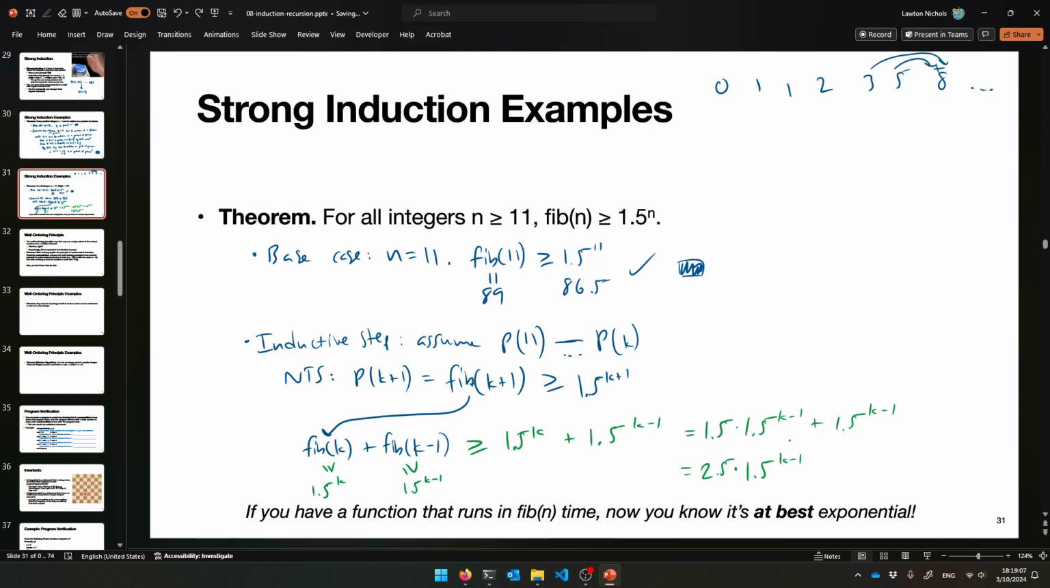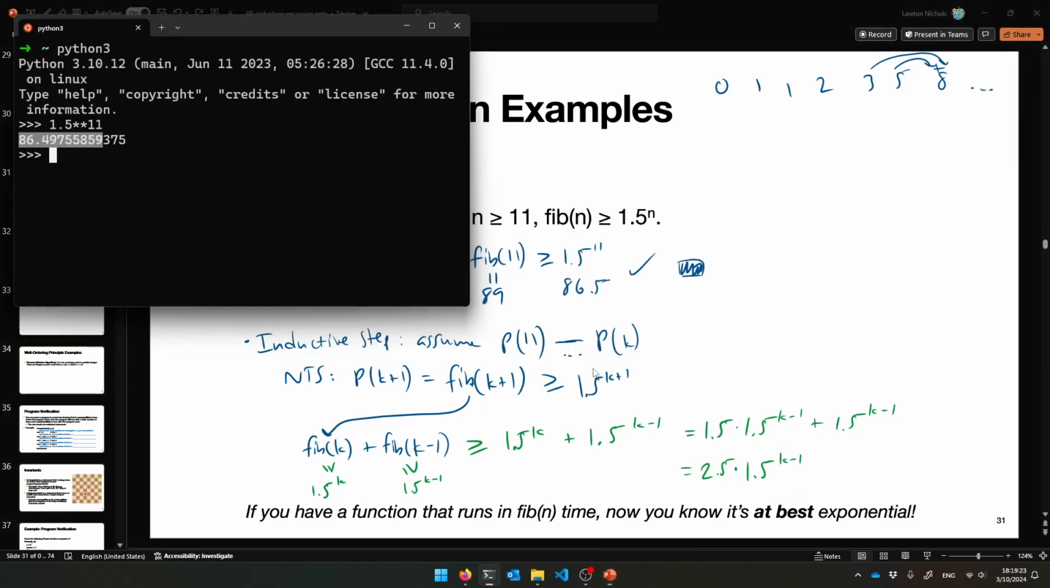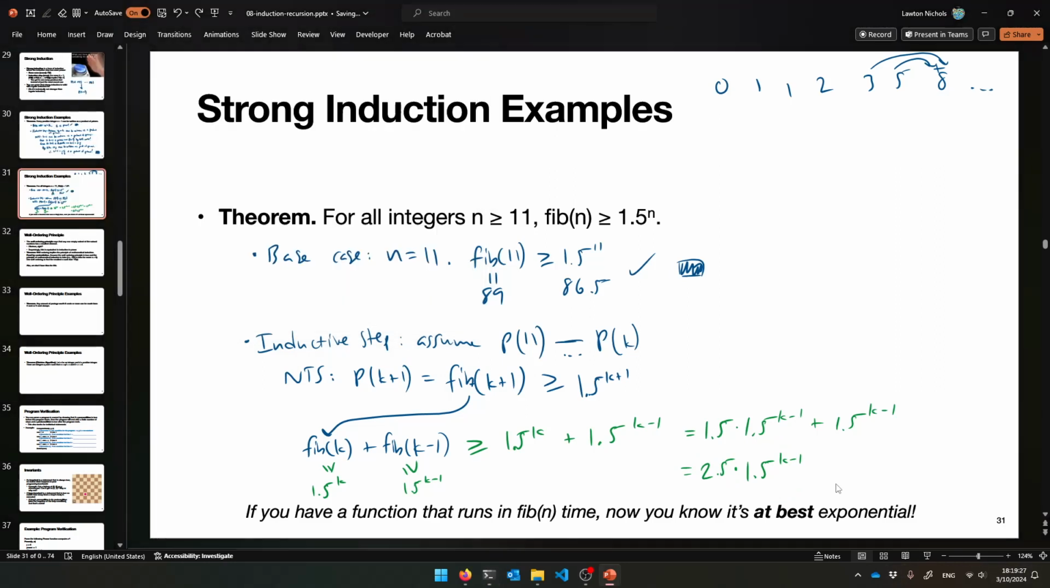So I need another two 1.5s multiplied here. How does 2.5 compare to, if this were instead 1.5 squared, I could bring them together and it would be equal to 1.5 to the k plus 1, right? So how does 2.5 compare to 1.5 squared? It's actually bigger. So this expression is bigger than 1.5 squared times 1.5 to the k minus 1. And we know that that is equal to 1.5 to the k plus 1.